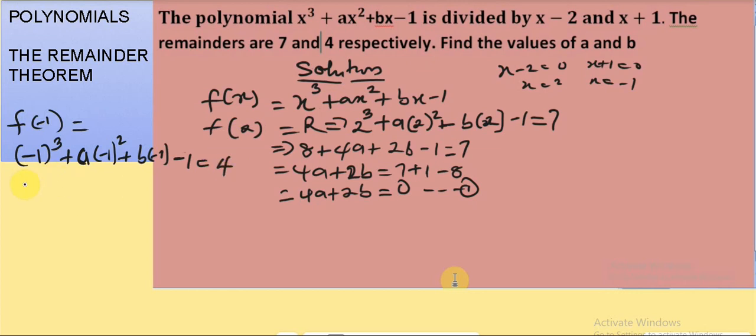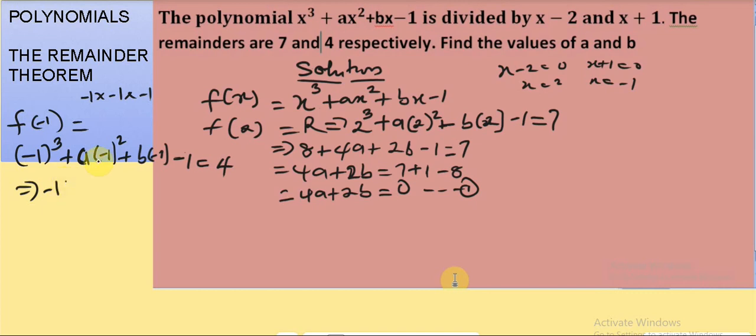So now, simplifying this, I'm going to have minus 1 raised to the power of 3. That is going to give me minus 1. If you times minus 1 into 3, that's minus 1 times minus 1 times minus 1. That's going to be minus times minus is plus. 1 times 1 is 1. So plus 1 times minus 1 is still going to give me minus 1.